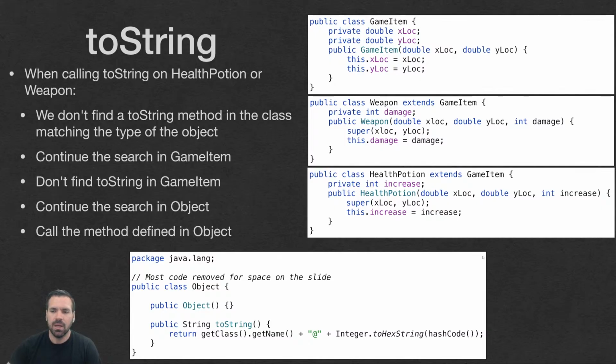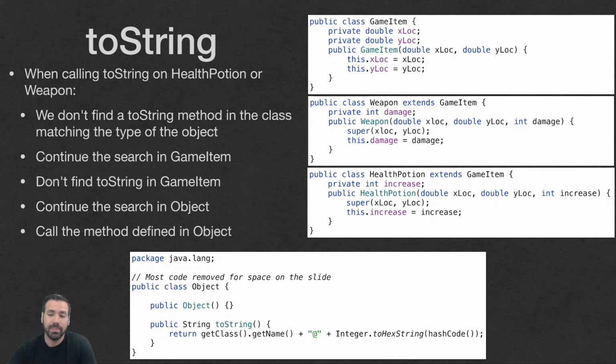So if we have a health potion and we call toString on it, what we do is the same thing we've done before. We go through our progressions. So if I call toString or print line on an object of type health potion, the object is type health potion. I'm going to look in the health potion class. I'm going to look for a toString method.